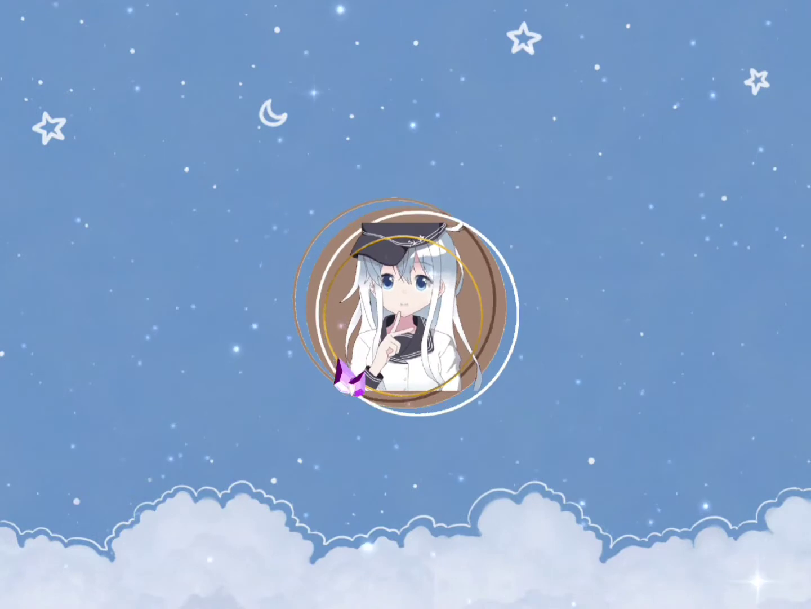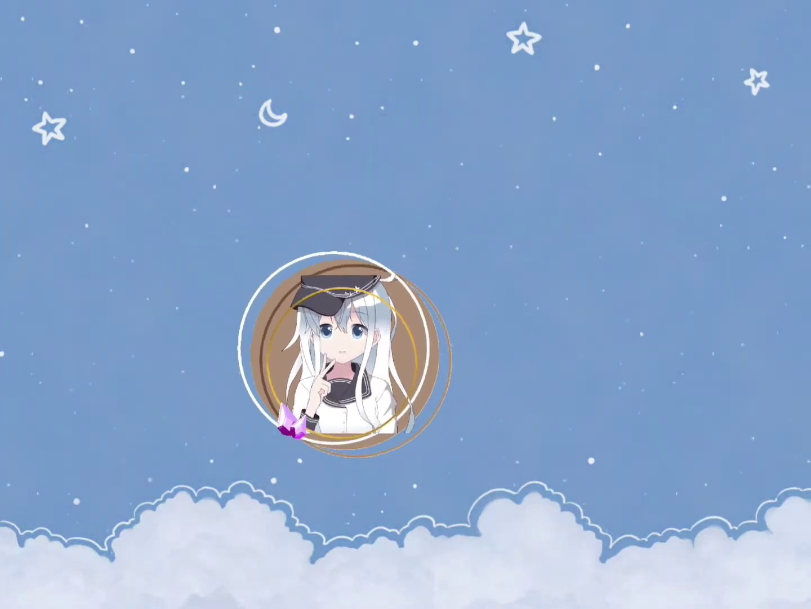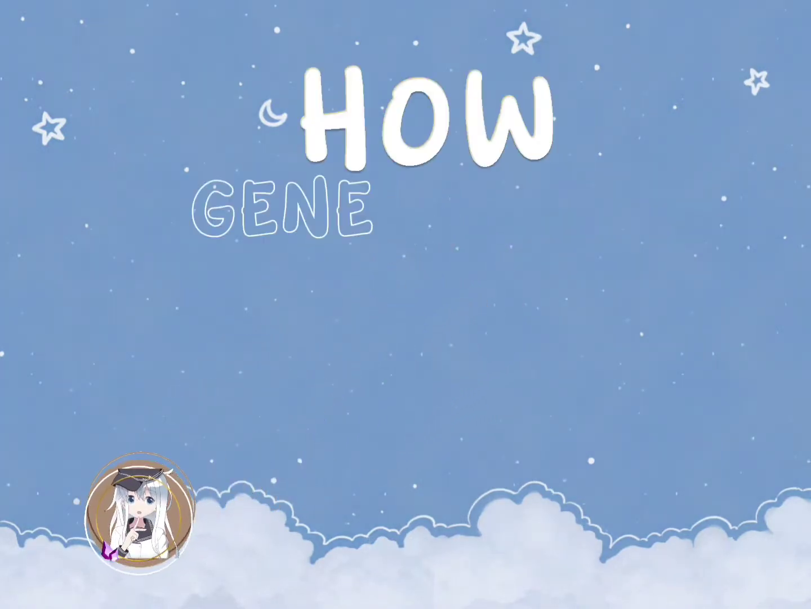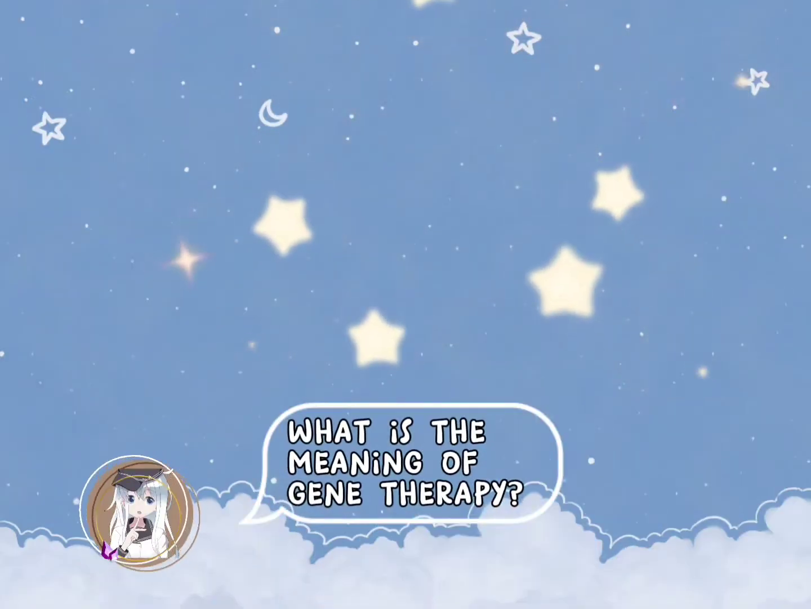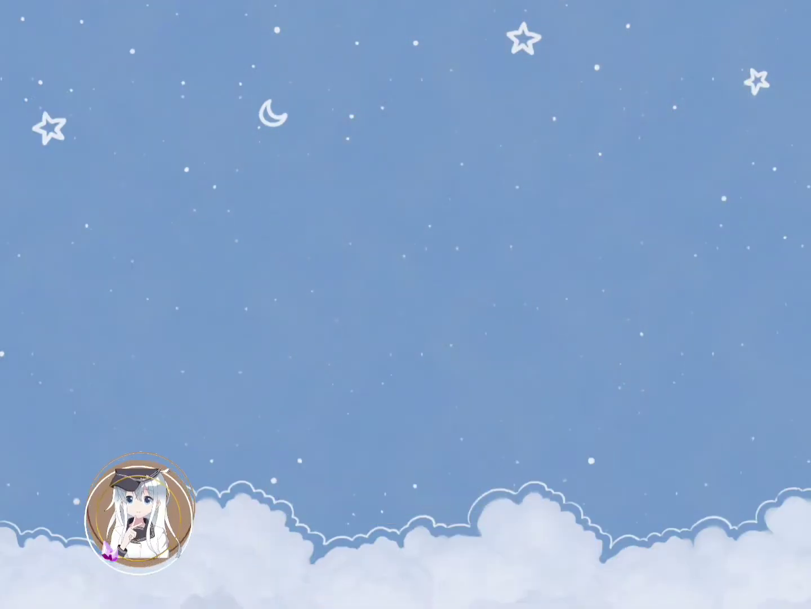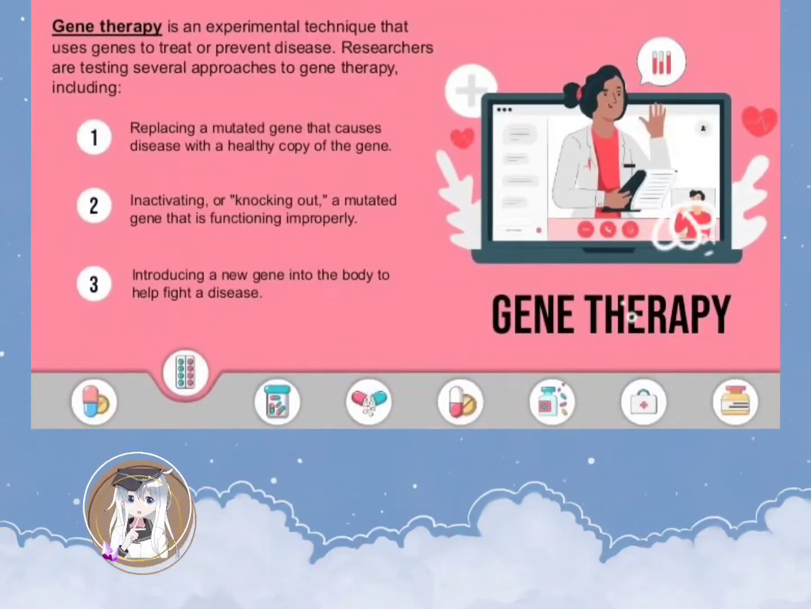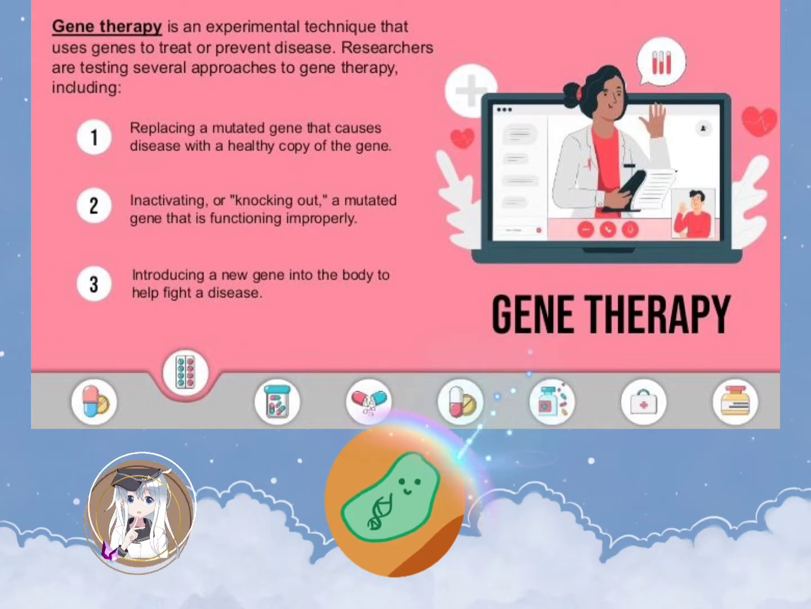Hello everyone, my name is Hemophilia, and in this video, I will show you how gene therapy works. But first, let's determine what is the meaning of gene therapy. So gene therapy is an experimental technique which uses genes to treat or prevent any disease.